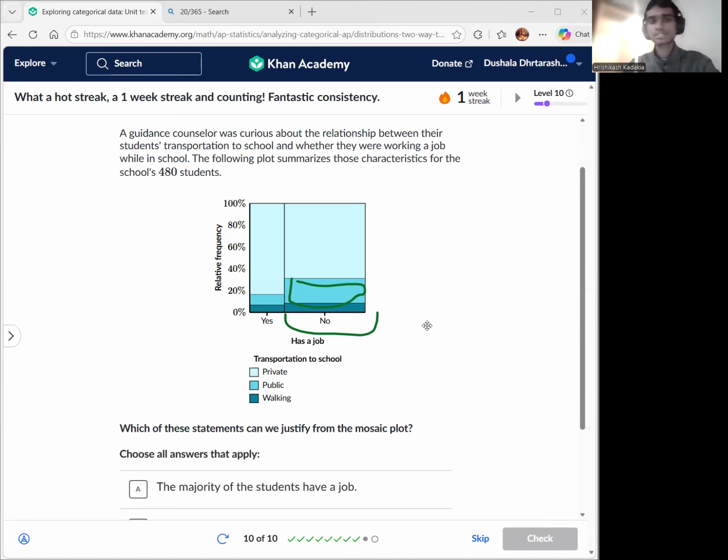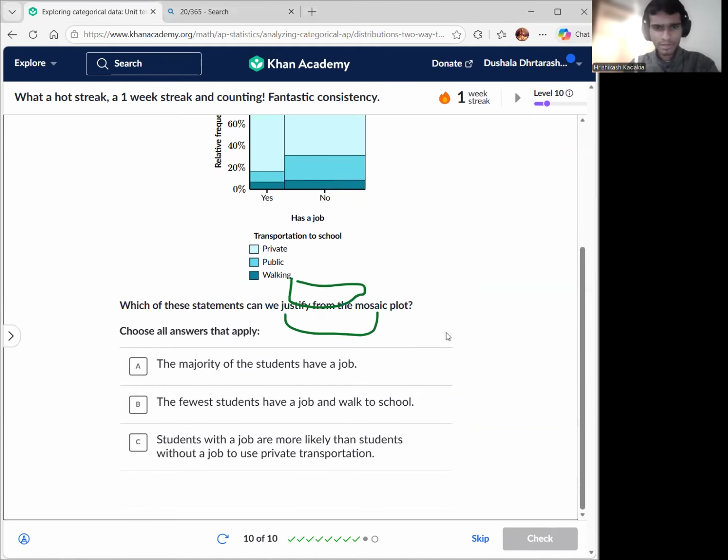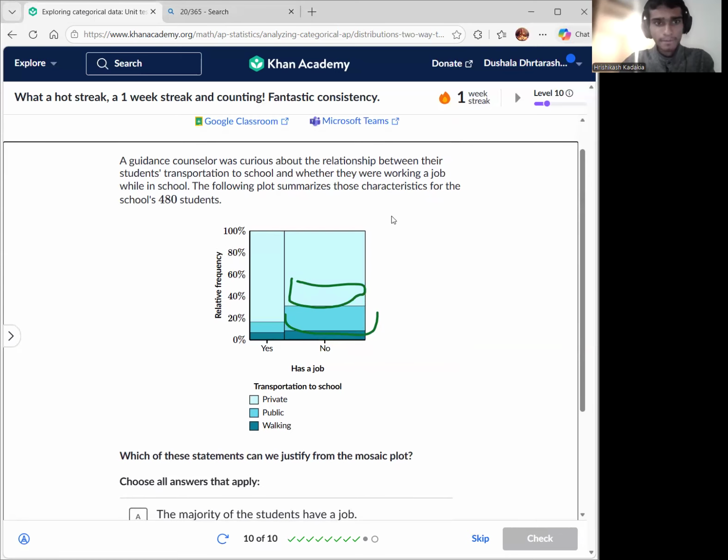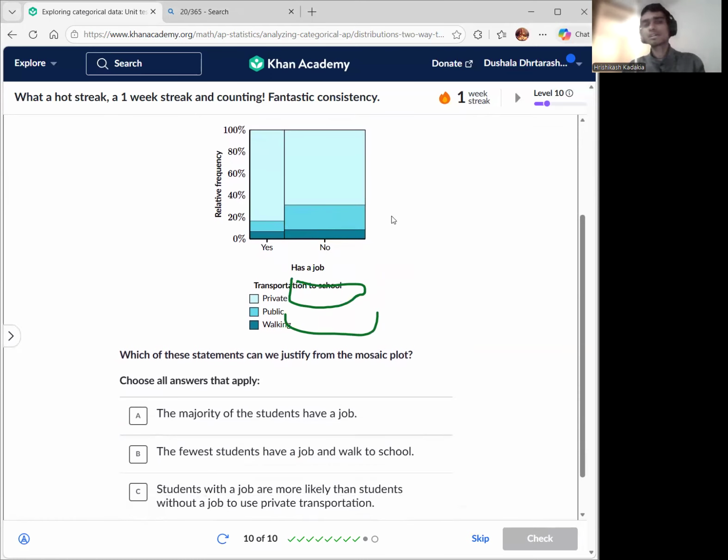So what you can calculate from here is that most of the students do not have a job. So the majority of students have a job? No, that's not correct. The majority of students do not have a job, because we see here the no column is thicker, and for the yes column, it's thinner. So yes, that way we can say that most of the students do not have a job.